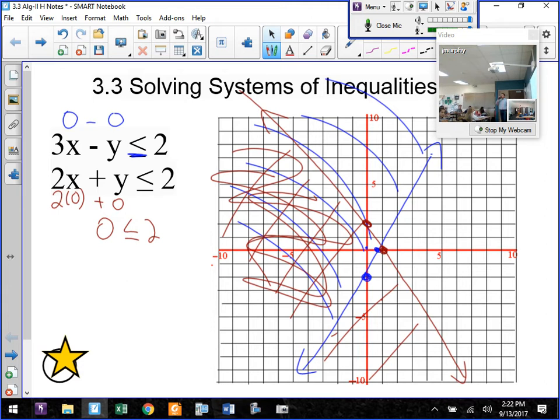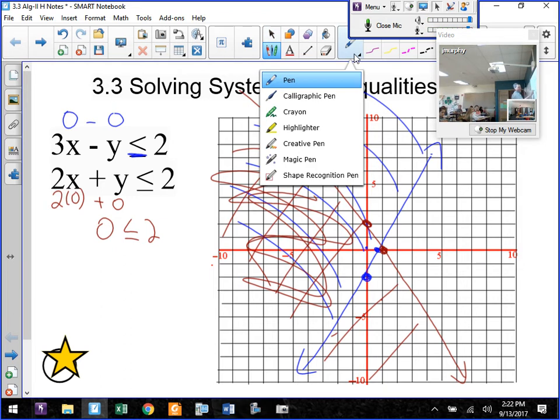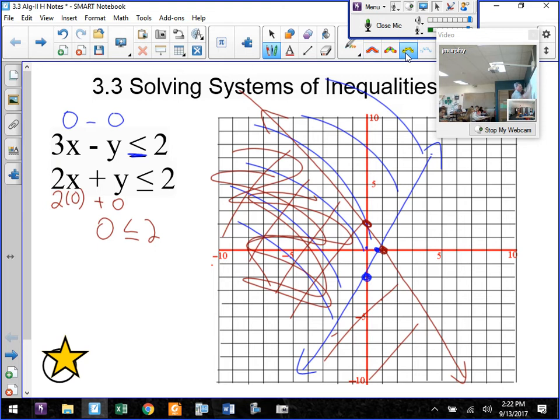Now, what that means is any point that I choose in here, in this double shaded region, would be a solution to the inequality system. Every point would work. If I use the ordered pair at -10 and 0, that would be a solution to both equations or inequalities as true statements.